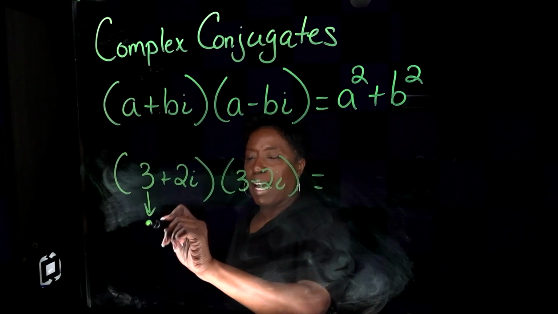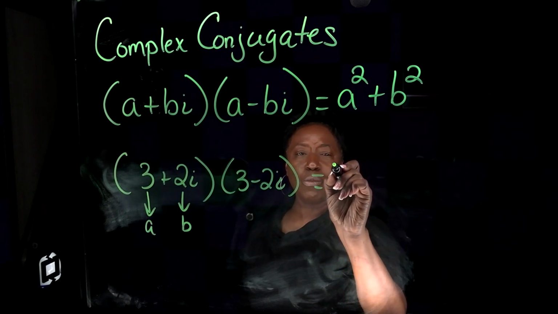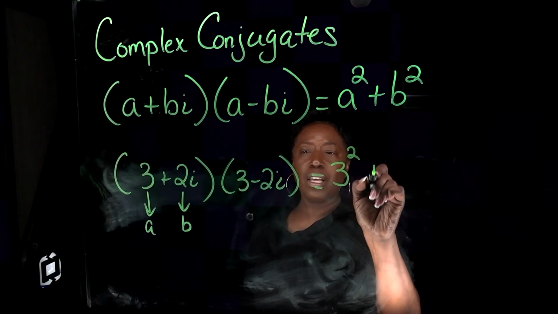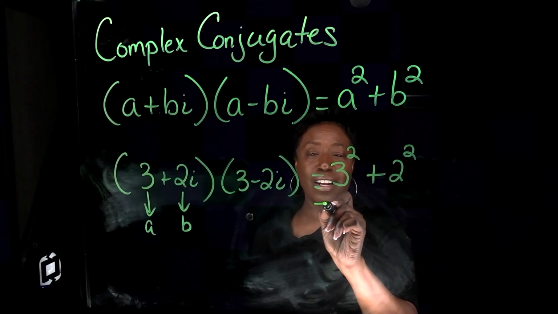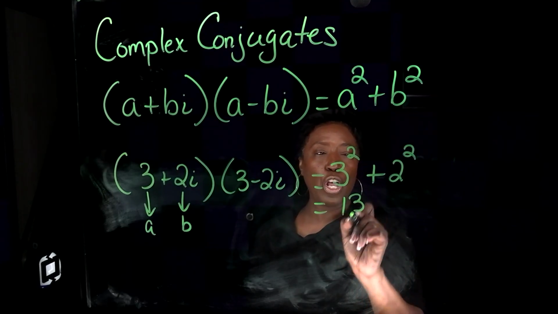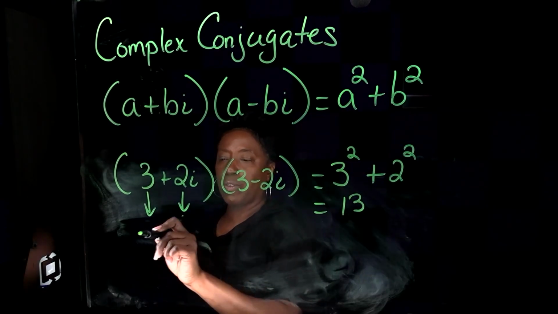Here, 3 would be my A, and 2 is my what? B. This is simply equal to 3 squared plus 2 squared. And folks, we can really put that in the calculator, and you see we have our what? 13. Let's try another one.